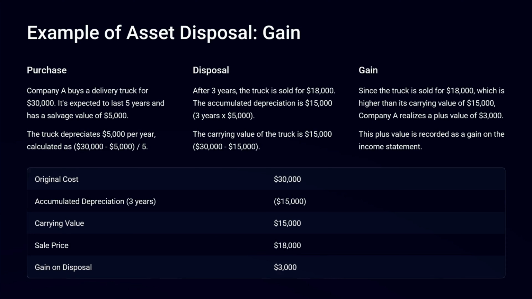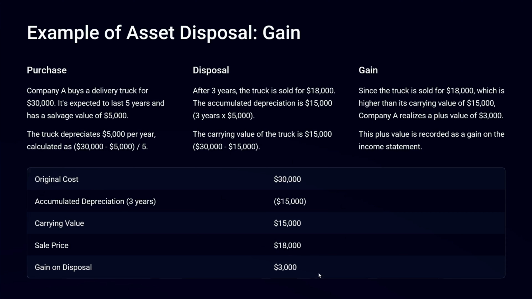The accumulated depreciation is $15,000, which is 5,000 multiplied by 3 years, and the carrying value of the truck is $15,000, which is 30,000 minus the accumulated depreciation. The company sells the truck for 18,000, which is higher than its carrying value of 15,000. So the company is making a gain of 3,000. This gain should be reported in the income statement. So we will see in the Excel file step by step how to do this transaction.